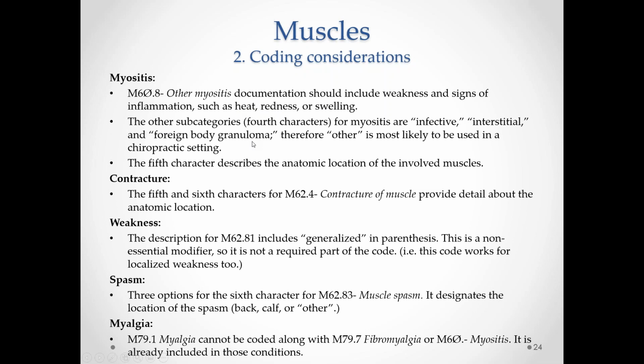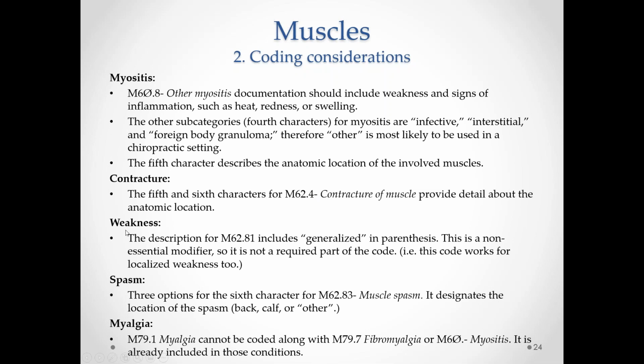I don't really think chiros are using those. I don't think you should, probably, or maybe if you feel like the patient has those. So that's why I chose other, which is the 8 as the 4th character when it's the other category, meaning it's not infective or interstitial or foreign body. And the 5th character, when you look it up in the code set, is the anatomic location. If you do contracture, just so you know, the 5th and 6th characters describe the anatomic location. So I didn't give you that much detail.